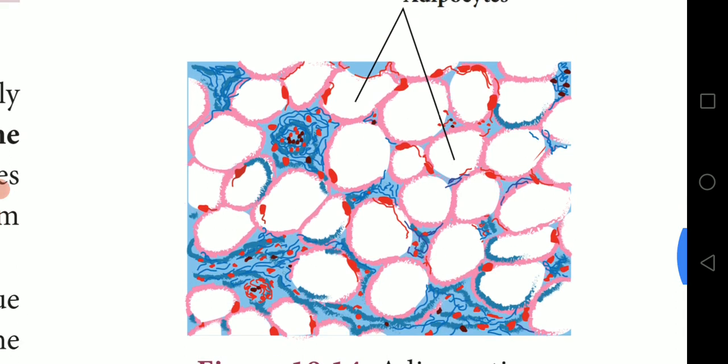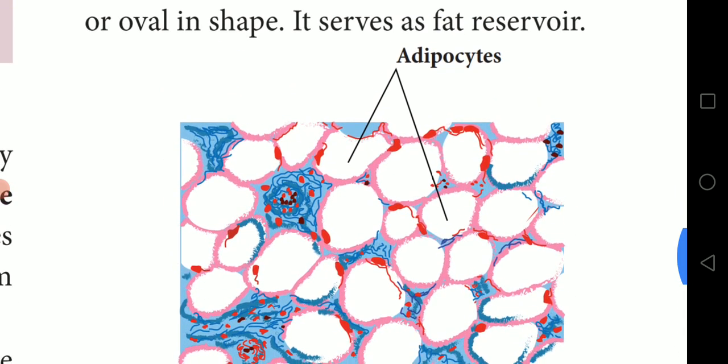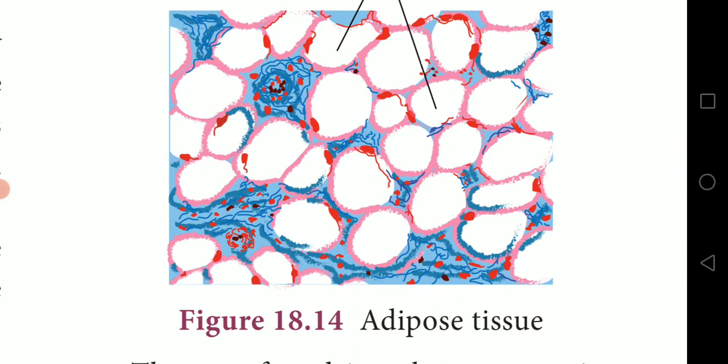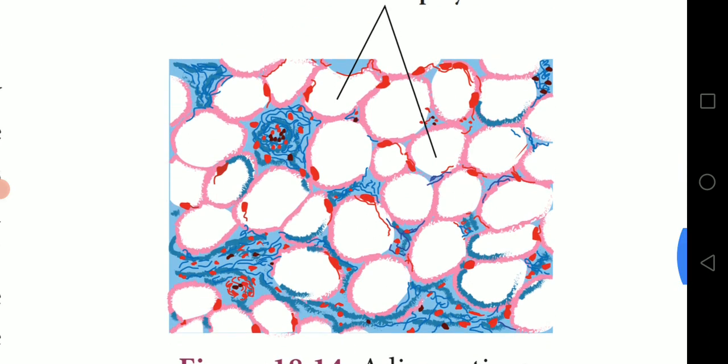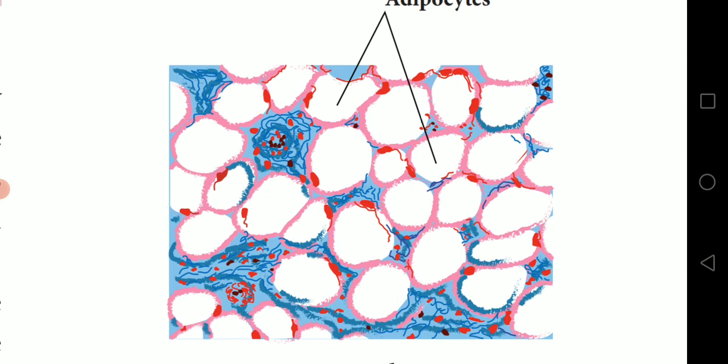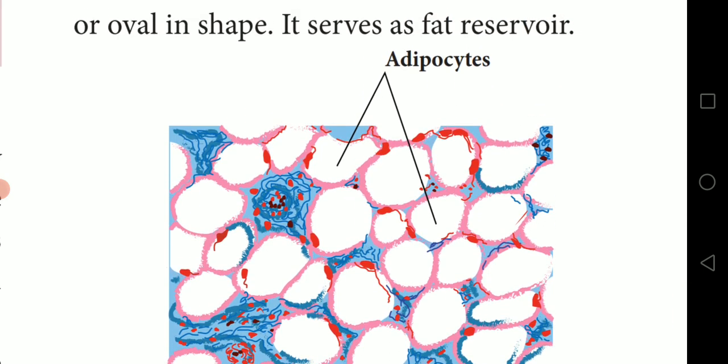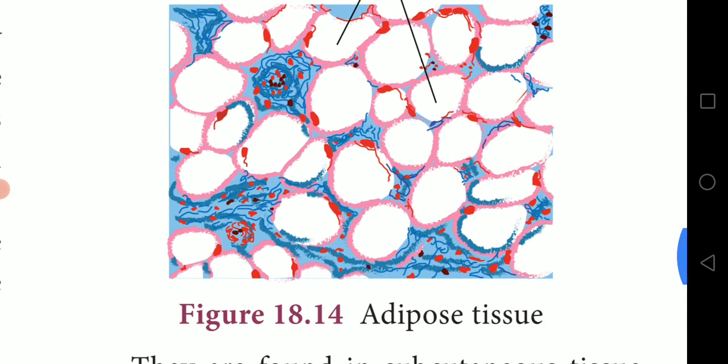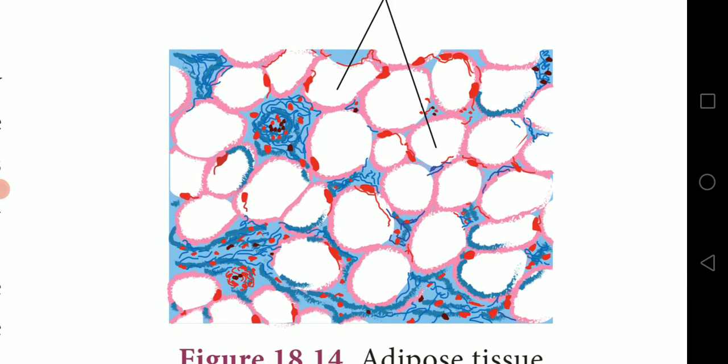Here is the structure of adipose tissue, with adipocytes. Adipose tissue is the aggregation of fat cells. The fat cells are joined together, that is, aggregations of fat cells or adipocytes. Spherical or oval in shape, it serves as fat reservoirs, for the storage of fat.